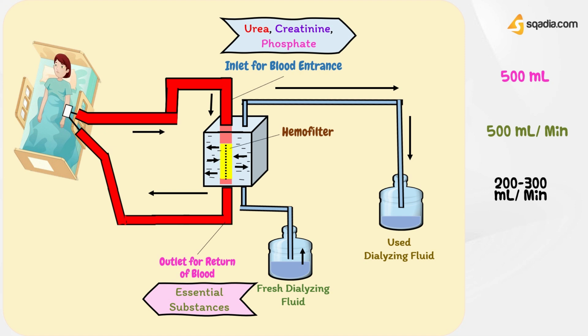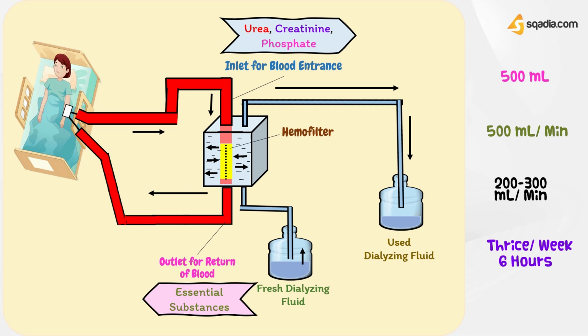Do you know what the frequency and duration of dialysis is? Well, the frequency and duration of dialysis depends upon the severity of renal dysfunction. Dialysis is done usually thrice a week in severe uremia. Each time, the artificial kidney is used for about 6 hours.